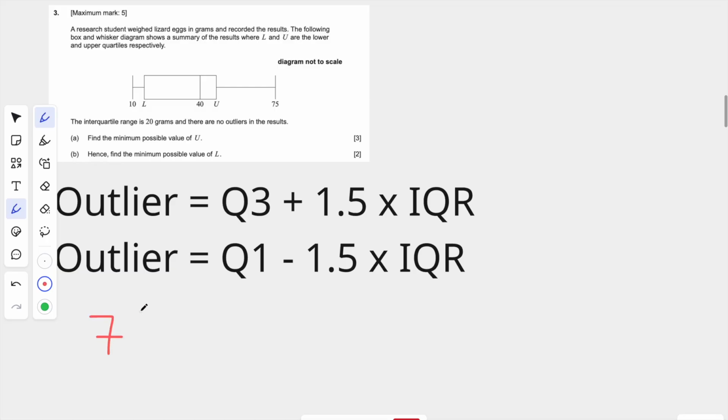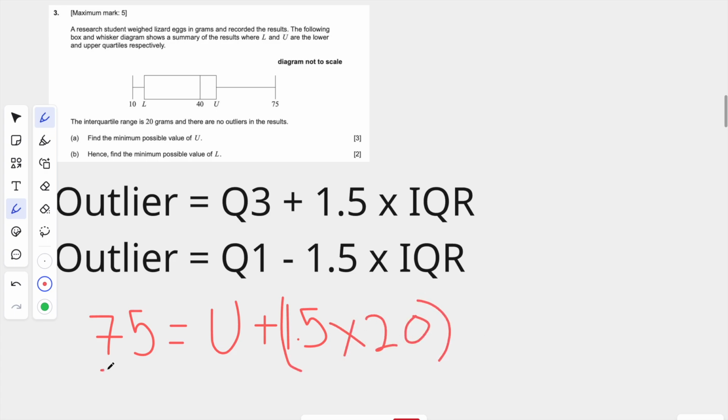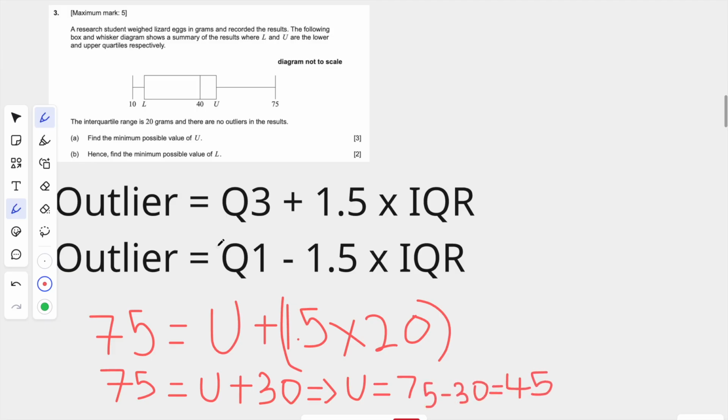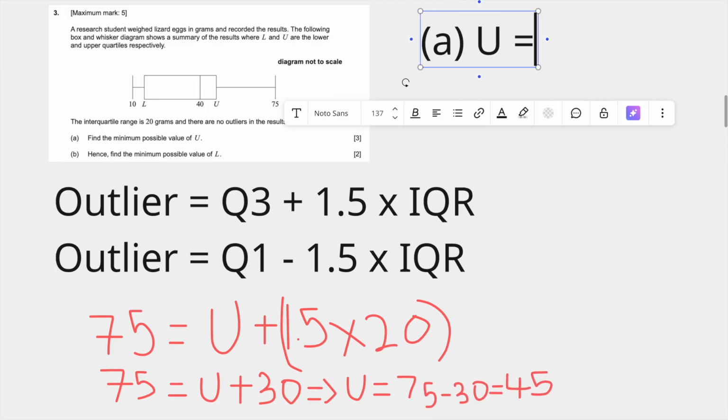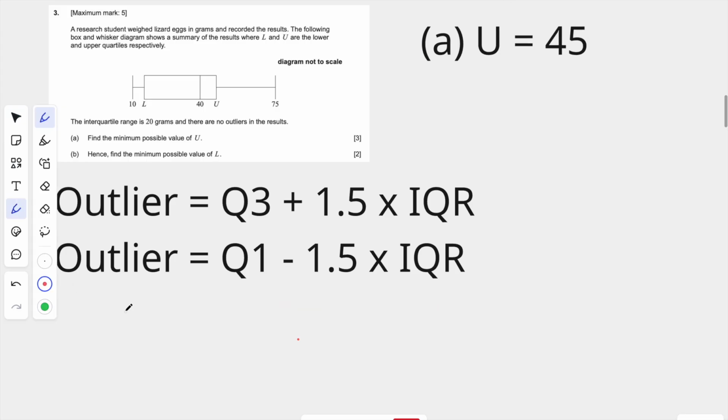So we have 75 equals Q3, which is U, plus 1.5 times the interquartile range, which is provided in the question as 20. 20 multiplied by 1.5 is 30, and solving for U gets us U equals 45. Therefore, the minimum value of U is 45. To determine the value of L, since the question specifies the word hence, we are expected to use our answer in Part A to solve Part B.